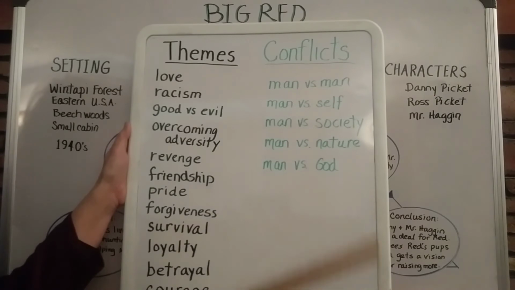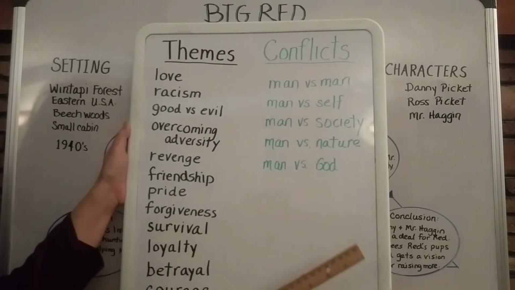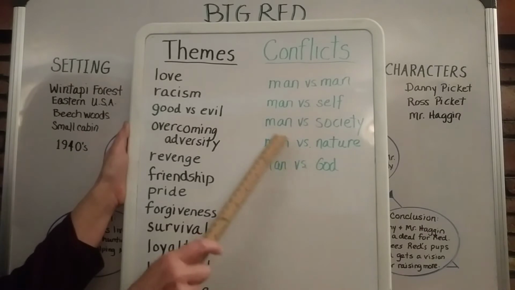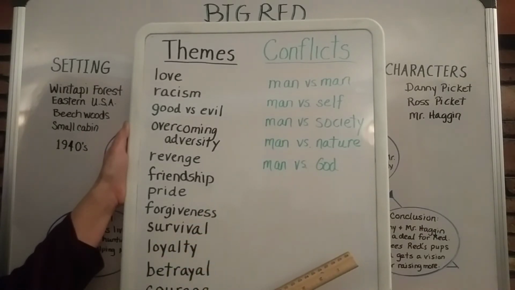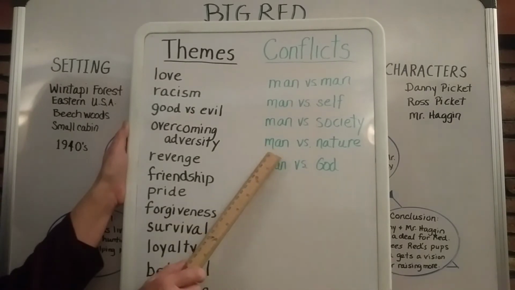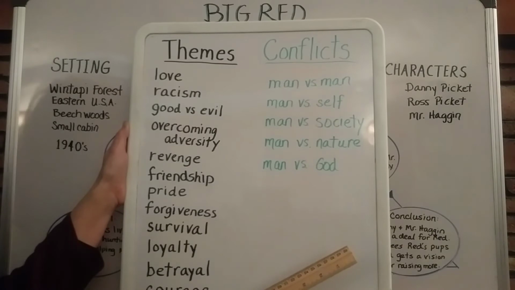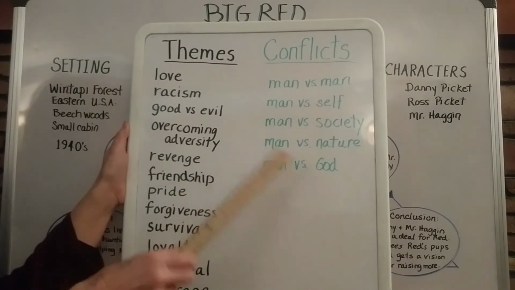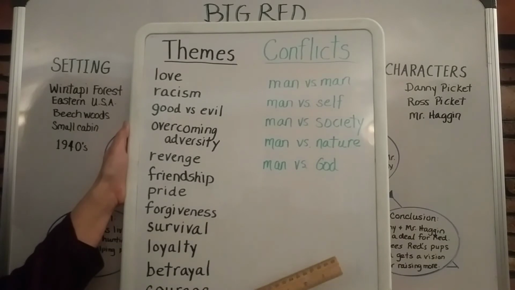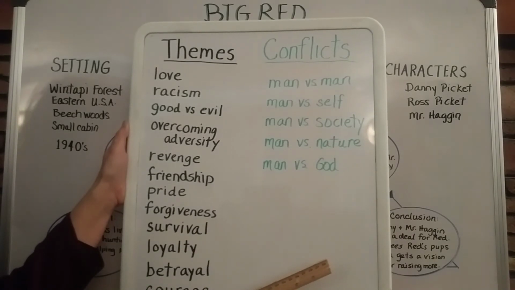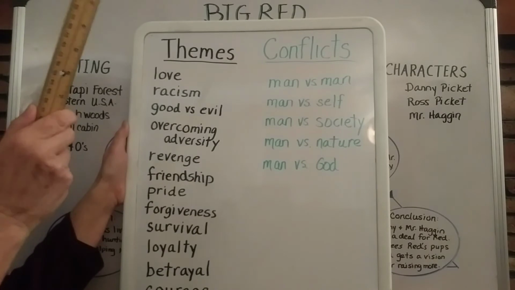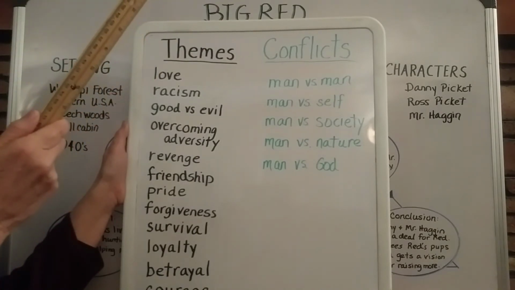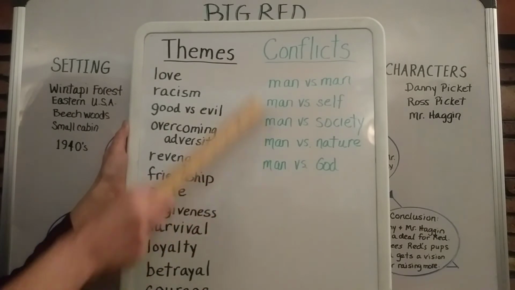Man versus man is when there's a conflict between two men or two groups of men. Man versus society is when the character is struggling against society in general. Man versus nature is where a character is fighting against nature, possibly a big storm or an animal, as you see in this book, like Old Majesty. And man versus God is when a character struggles against God, or sometimes in a book you may have supernatural events or things that are not of this world.